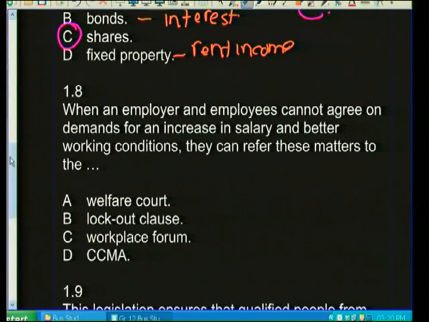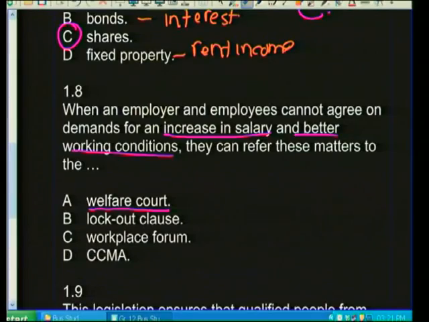1.8. When an employer and employees cannot agree on demands for an increase in salary. Right? So they're negotiating and they cannot come to an agreement. Or it could be for better working conditions, for example. They can refer these matters to the following. Welfare court. No, that's the welfare court. I mean, that's got more to do with our personal lives, really. If we have problems outside of the workplace, for example. Lockout clause.